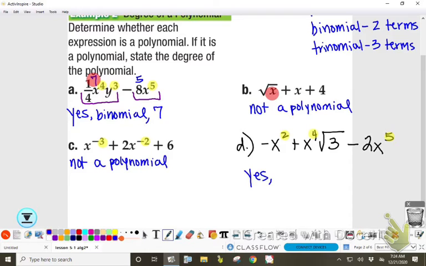Okay. It has how many terms? So let me underline them for you. 1, 2, 3. So basically, anywhere you start to see a plus or minus sign, that starts a new term. So I have 3 terms. 3 terms is a trinomial.